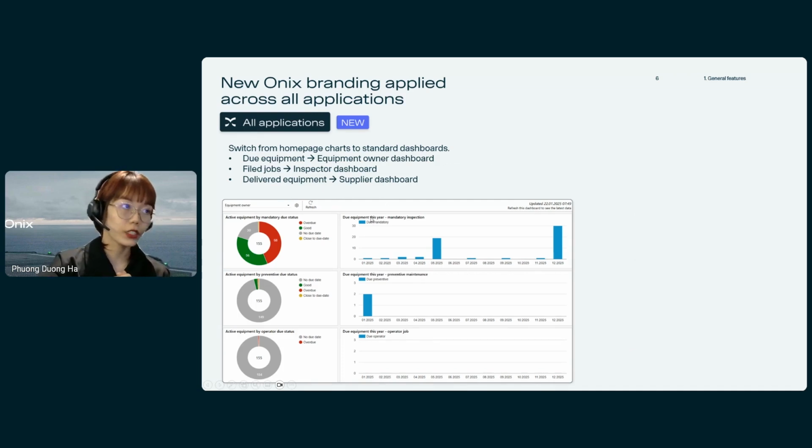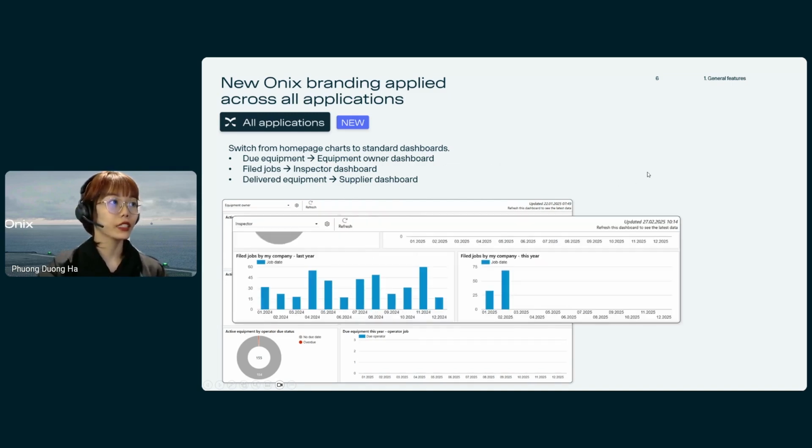And in equipment owner, you will see that the data is divided into two equipment for mandatory inspection, preventive maintenance, operator jobs. And of course, you are free to explore other widgets within this standard dashboard. There are more than just two equipment. For the find jobs, if you were previously interested in this chart, you can find it in the inspector chart. Sorry that the image right here is overlaying, but you can see from my screen here in the inspector standard dashboard, the jobs by my company last year and this year are two separate widgets.